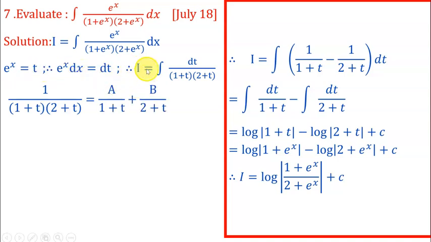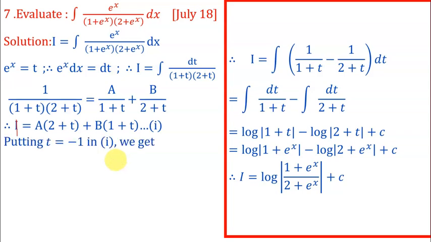Therefore the integral becomes I is equal to integral of dt upon (1 plus t)(2 plus t). Now with the help of partial fractions, 1 upon (1 plus t) into (2 plus t) is equal to A upon 1 plus t plus B upon 2 plus t. After simplification, multiplying on both sides by (1 plus t) into (2 plus t), you will get 1 is equal to A into (2 plus t) plus B into (1 plus t). This is the first step. Find the value of A and B by putting t equal to minus 1 and minus 2, and you will get the values of A and B.